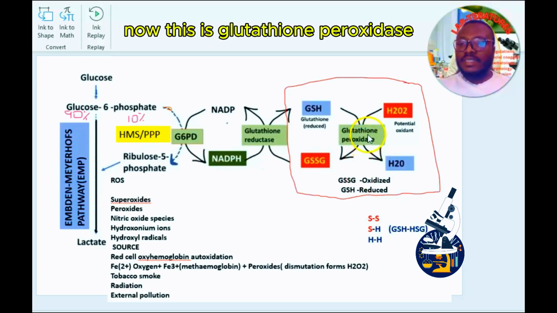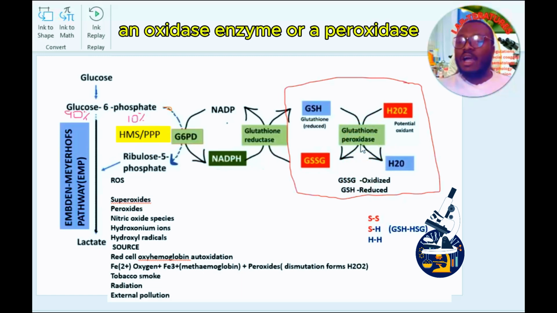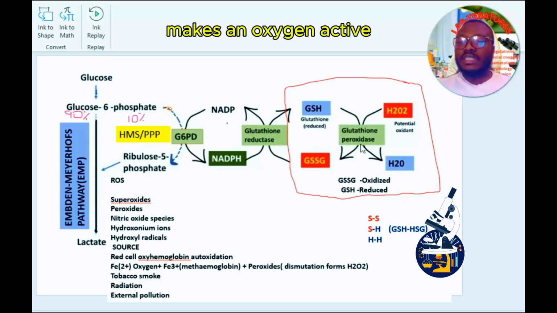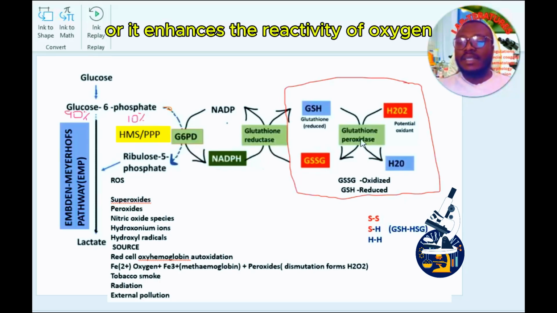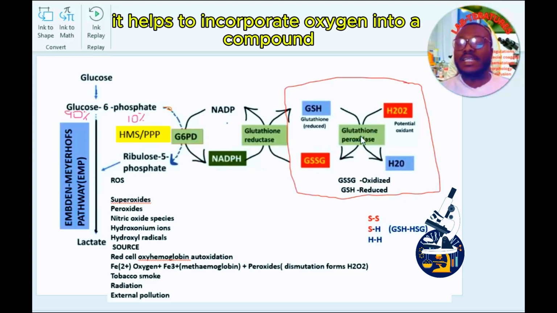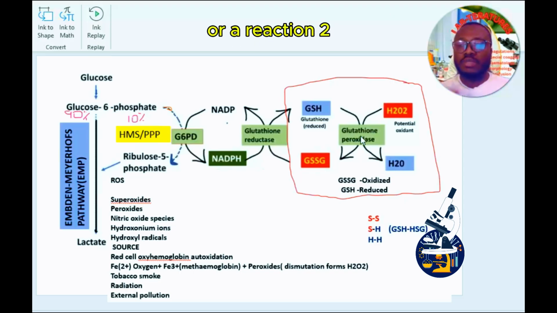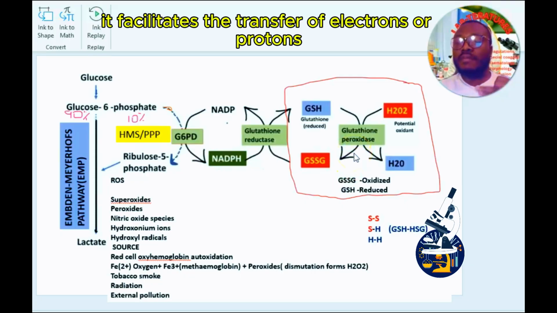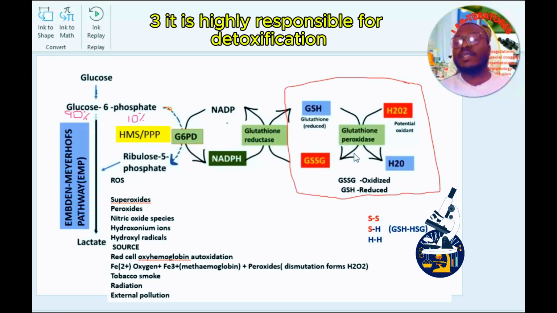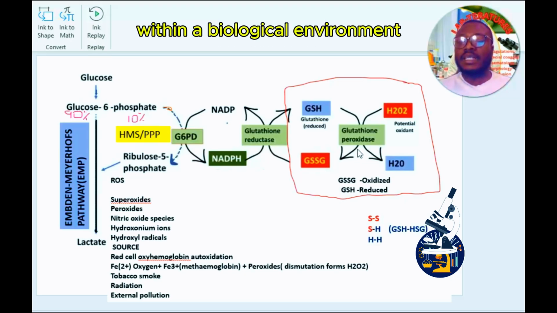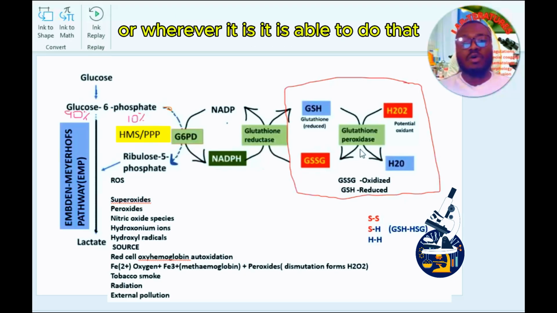Now, this is glutathione peroxidase. An oxidase enzyme, or a peroxidase, makes oxygen active, or enhances the reactivity of oxygen. One, it helps to incorporate oxygen into a compound or a reaction. Two, it facilitates the transfer of electrons or protons. Three, it is highly responsible for detoxification within a biological environment, or wherever it is able to do that.